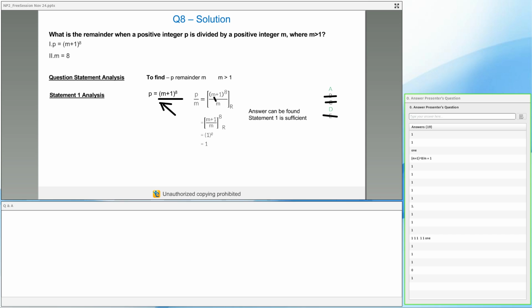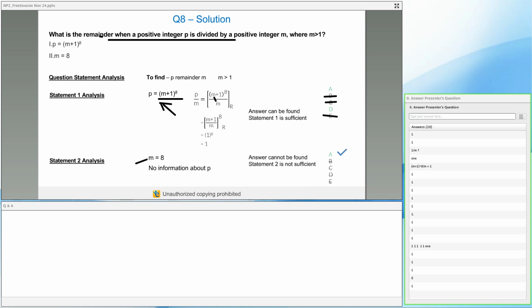Now the only possible case is either the answer is A or D, depending on the second statement. But the second statement just tells me m is equal to 8, nothing else. It is not giving me any information about P. From the question stem also, I do not have any information about P. So just using the question stem and statement 2, please keep in mind, don't involve statement 1 now because we are individually analyzing it, there is no information about P and hence statement 2 is not sufficient, hence the answer is A.